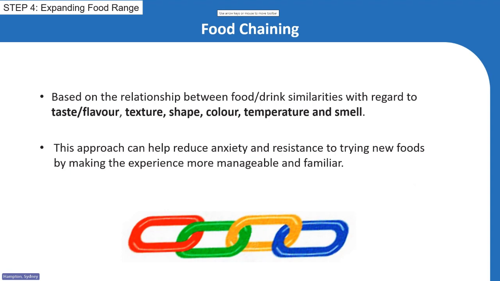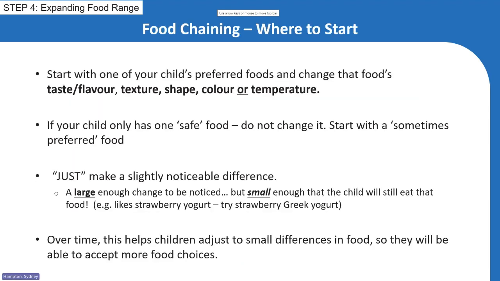Once you've identified that similarity between those foods, you can start chaining your child's food and ultimately make eating successful and enjoyable. That sounds easy, right? It's not going to be easy at the start, but we're going to slowly start to build this into your routine. So, where do we start?